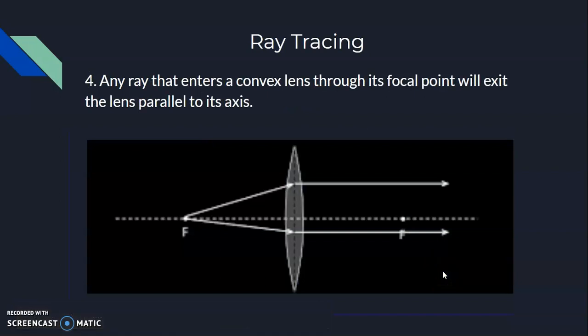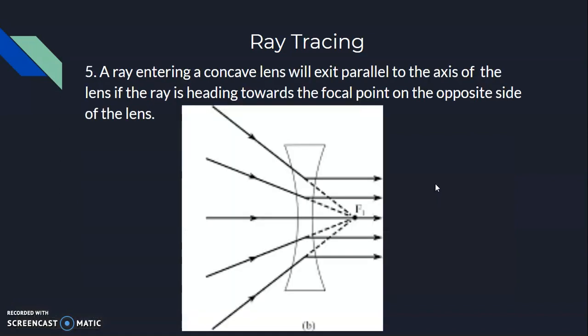Fourth, a light ray that enters a convex lens through its focal point will leave the lens parallel to its axis. In this case, you can draw a straight line from the focal point to the lens and trace another straight line exiting the lens parallel to its axis. This rule is basically the same as Rule 1, just in reverse.